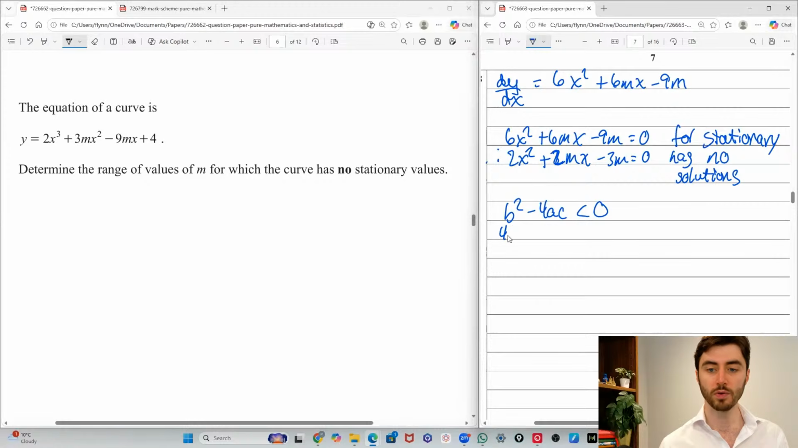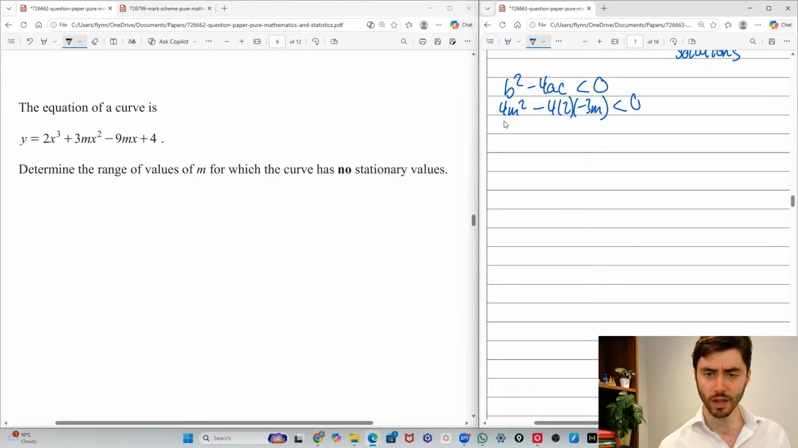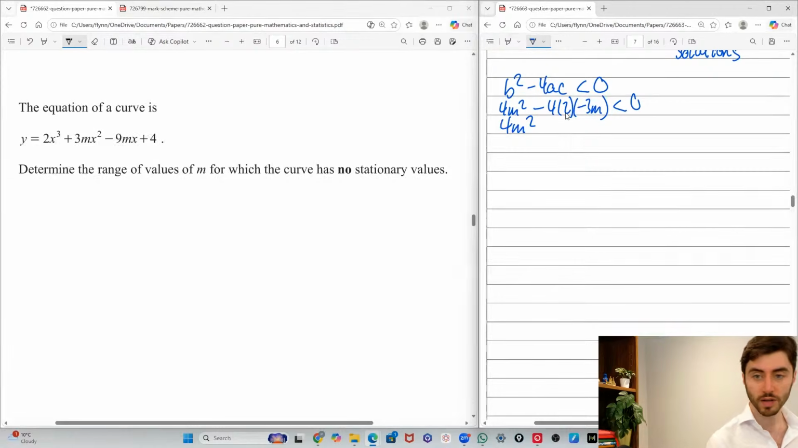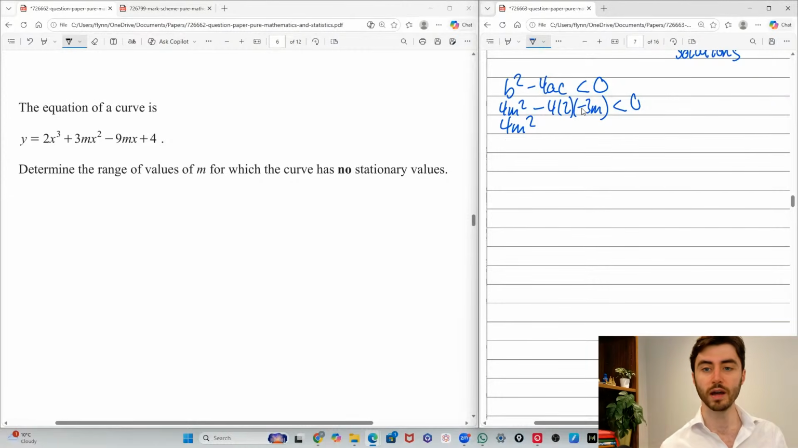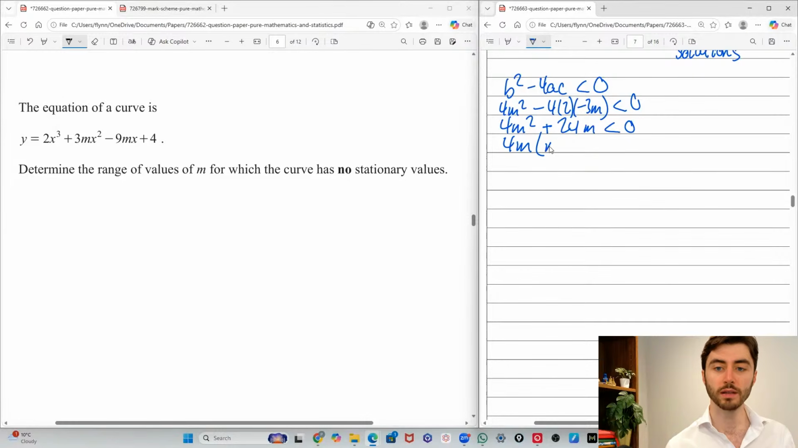So that would be 4m squared minus 4 into a into, now not making a sign error, you know that c is equal to minus 3m. This discriminant is less than 0. So 4m squared, 4 times 2 times 3 is 24, and the minus minus cancels to turn into plus. So plus 24m less than 0. So 4m into (m plus 6) is less than 0.